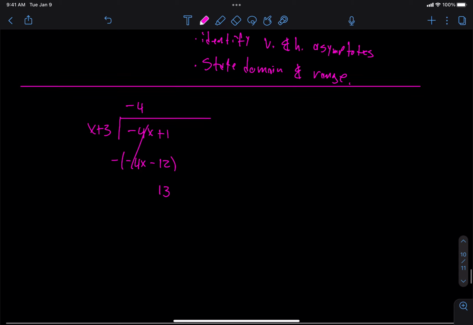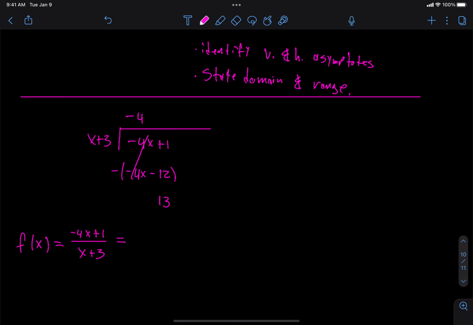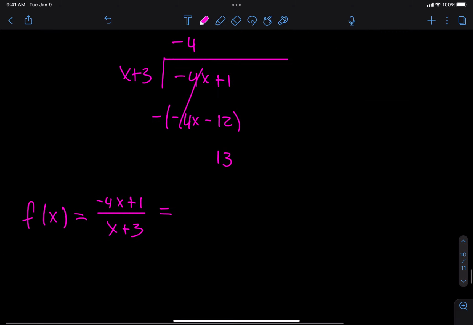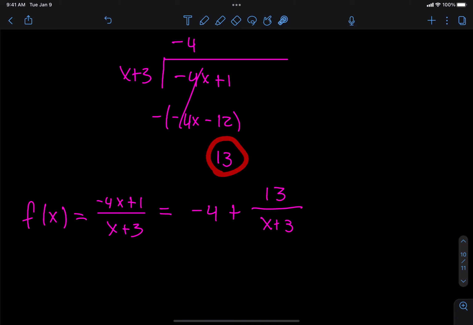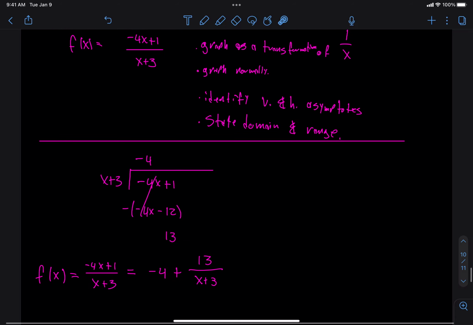Okay, so f of x, which is negative 4x plus 1 divided by x plus 3. Since we have done this long division, we know that we can rewrite it. How can I rewrite it? Negative 4, good, plus 13 over x plus 3. That's because we have a remainder here, right? Now it looks like a transformation of 1 over x.